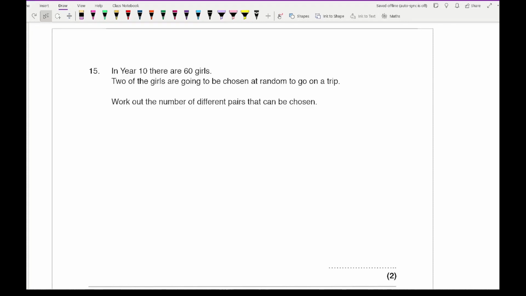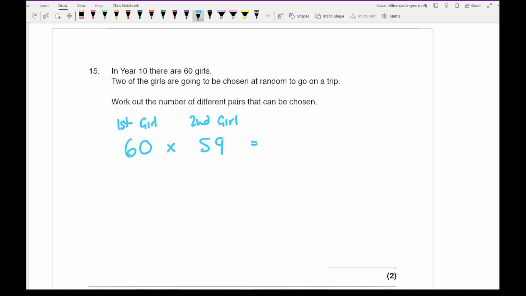So moving on to question 50, it says in year 10 there are 60 girls. 2 of the girls are going to be chosen at random to go on the trip. Work out the number of different pairs that can be chosen. Now for this, in terms of the first girl and the second girl, for the first one there's a choice of 60, and then for the second girl, one's already been chosen, so there's 59 left. So then we need to just multiply those 2 out.